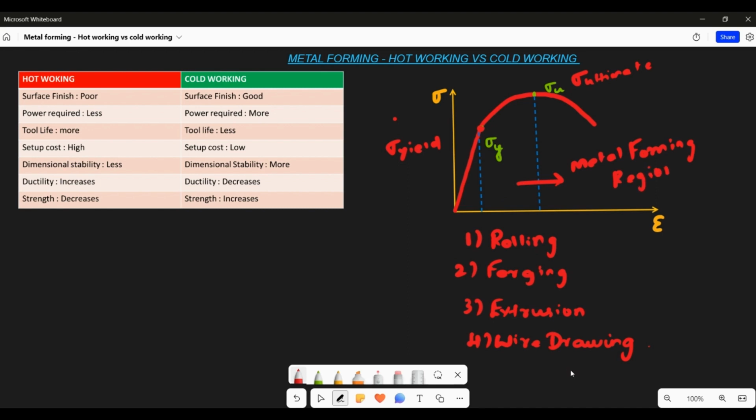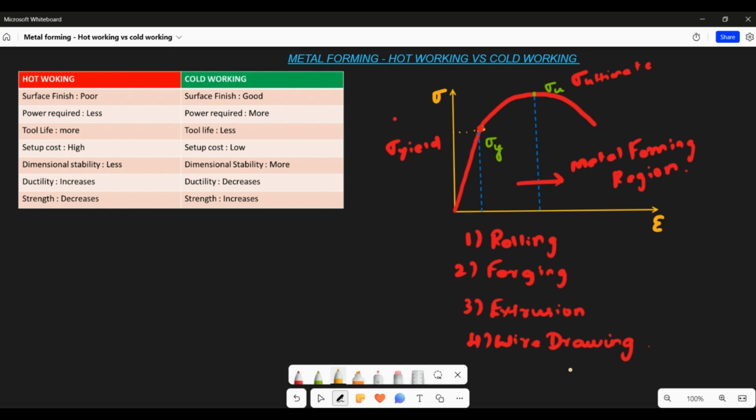Why we are calling this the metal forming region: if we apply load beyond yield strength, the material starts to deform and we are going to get the required product. Up to sigma y, whatever stress we apply, if we leave that stress, the material will come back to its original position. That is, this is an elastic region.